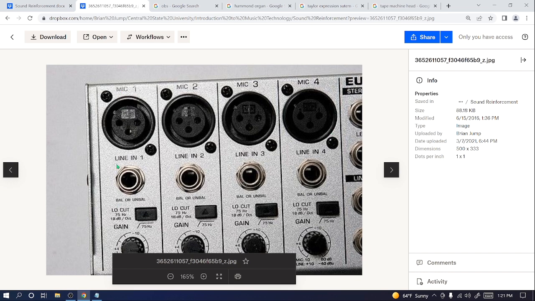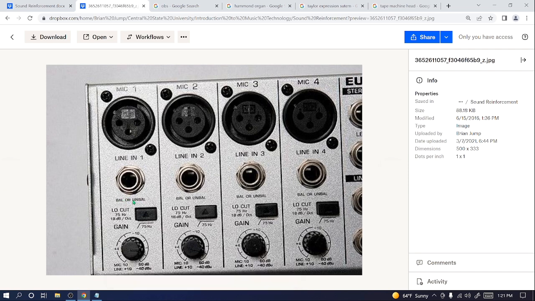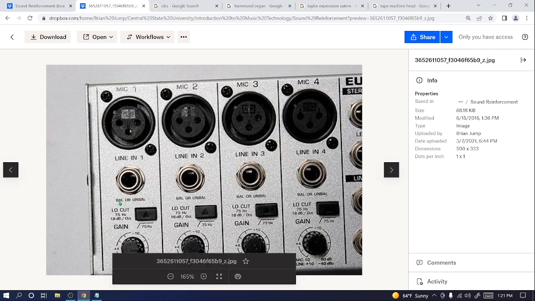Mic 1, balanced or unbalanced. What does that mean? That's right, balanced or unbalanced. Balanced is how many contact points, unbalanced is how many contact points? Three, right? One, two, three. Or unbalanced, right? Except you could plug a guitar cable into that.